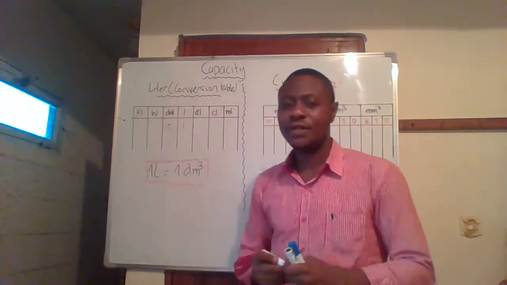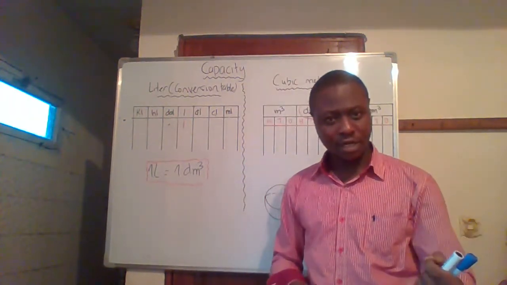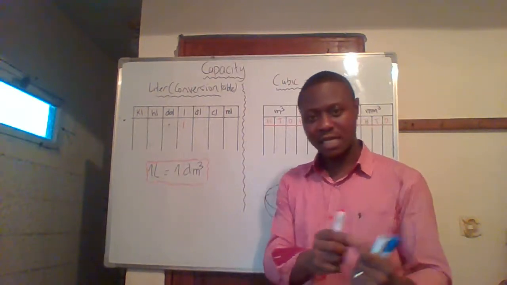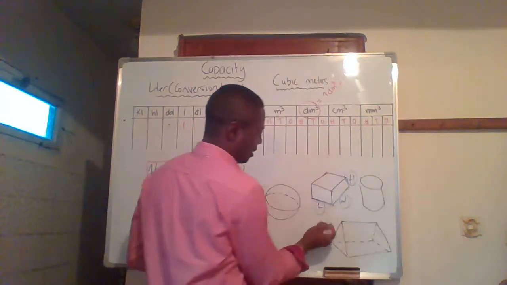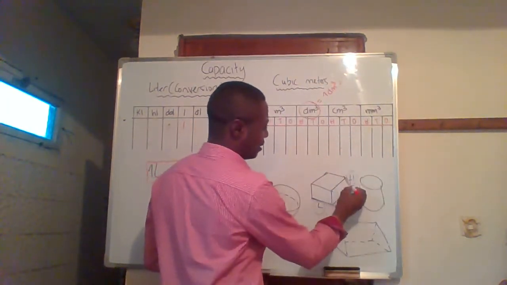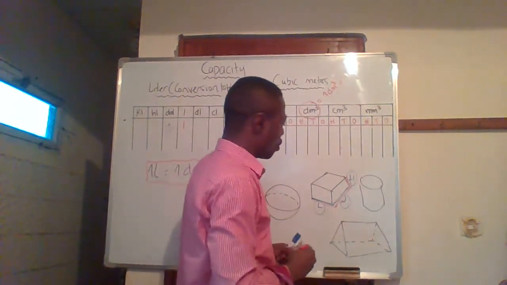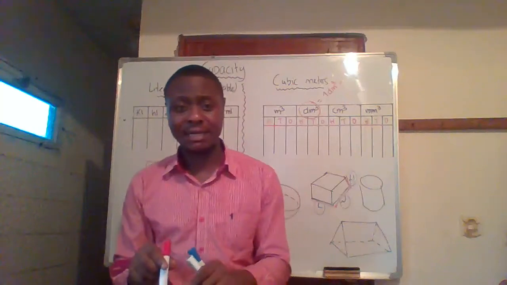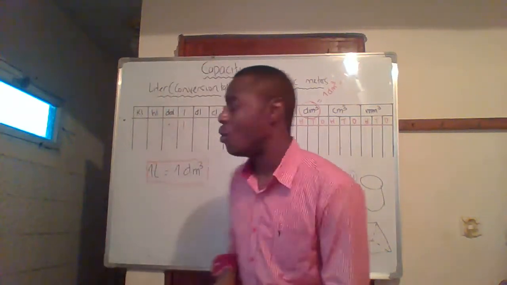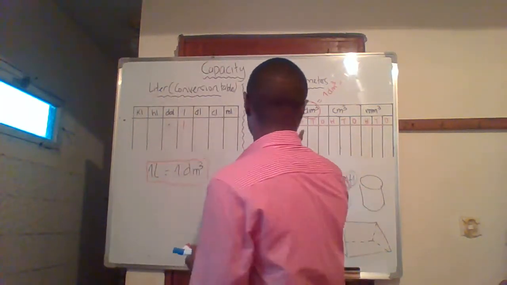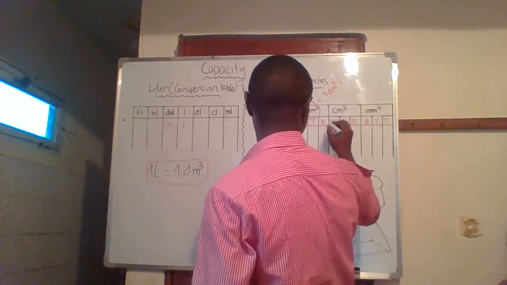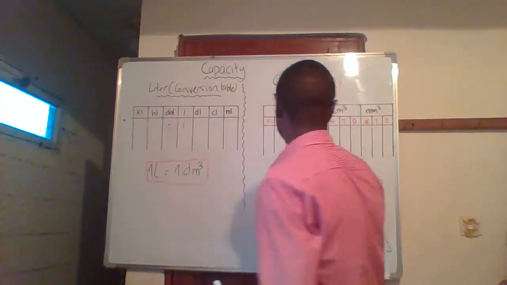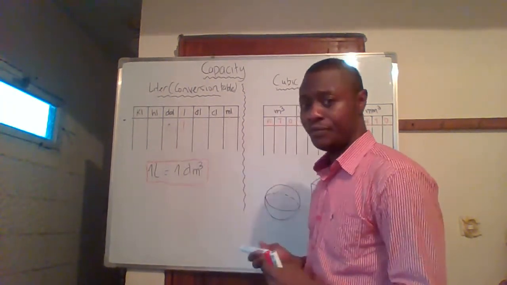So when you have a decimeter in the length, another decimeter here, another decimeter here, it gives you 1 cubic decimeter, and this makes a liter. Good. So when I have a liter, what is a liter? As I said, it's 1 cubic decimeter. So 1 cubic decimeter is equal to 1 liter.